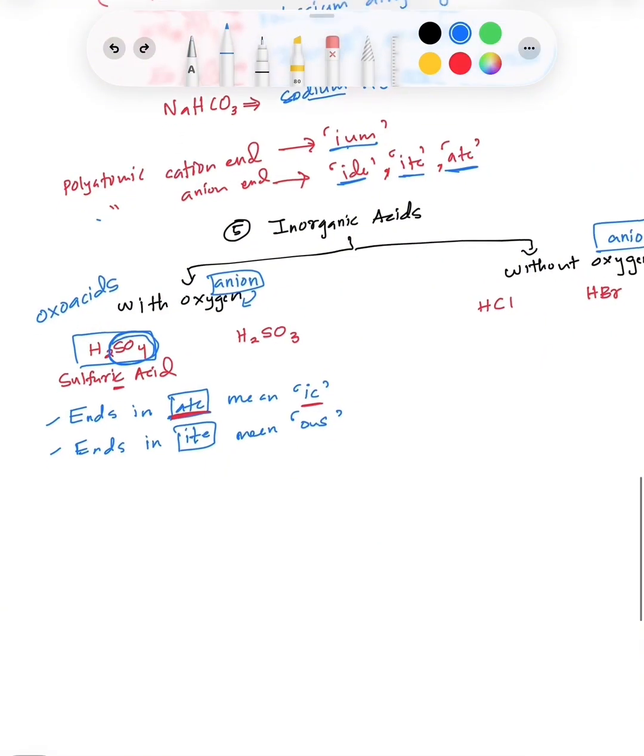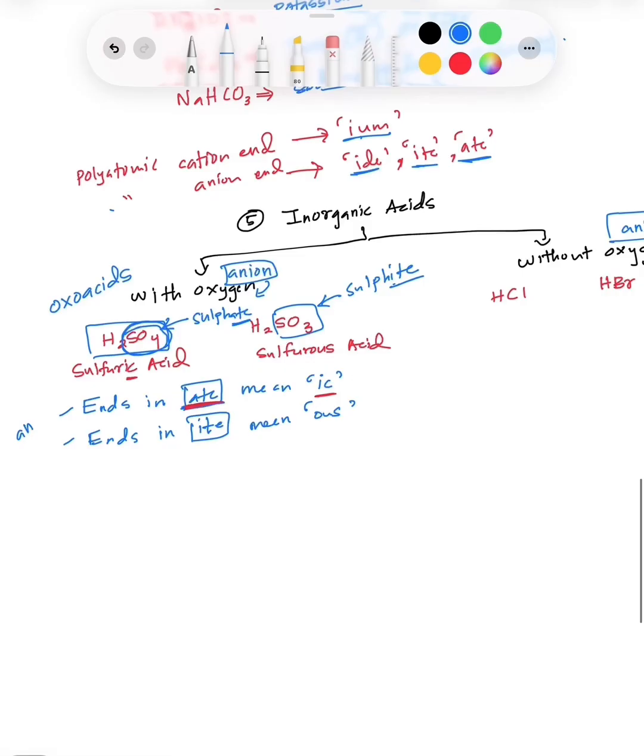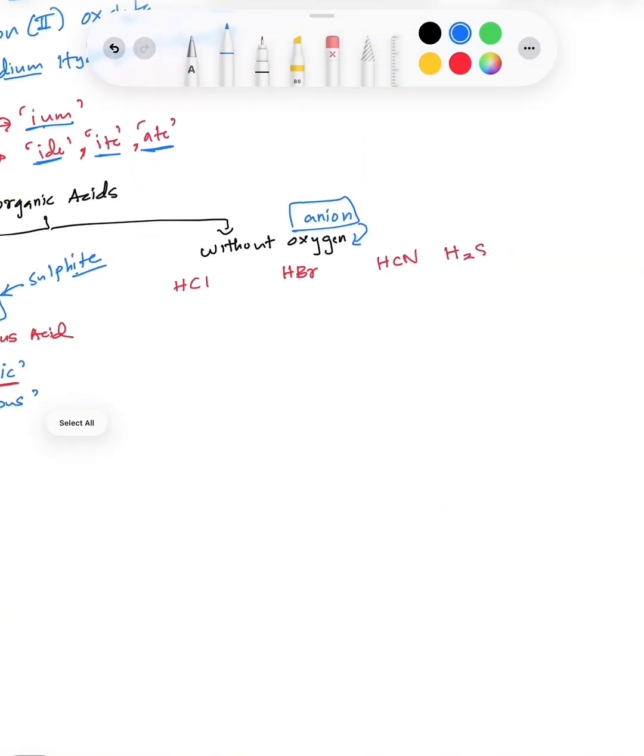Now if I take this example here, SO3, which means it is sulfite. So if it ends in -ite, we call it sulfurous acid. Here, since SO4 is sulfate, it ends in -ate, it is sulfuric acid. Remember that, the anion, okay? Here the rule is anion without oxygen, in the sense we call it hydro. Here non-metal, or else I can call it a group of non-metal, will end with -ic.